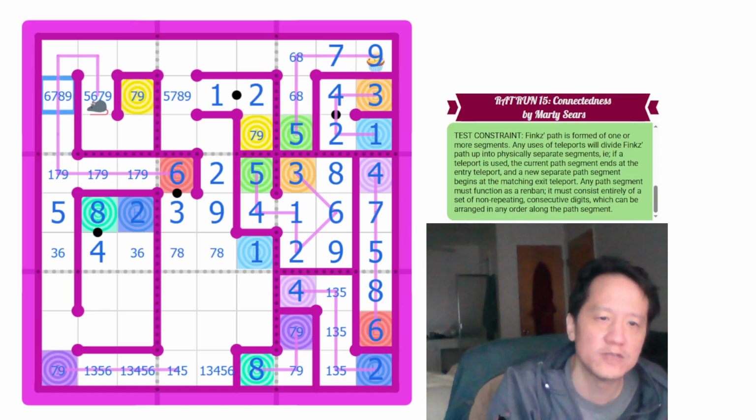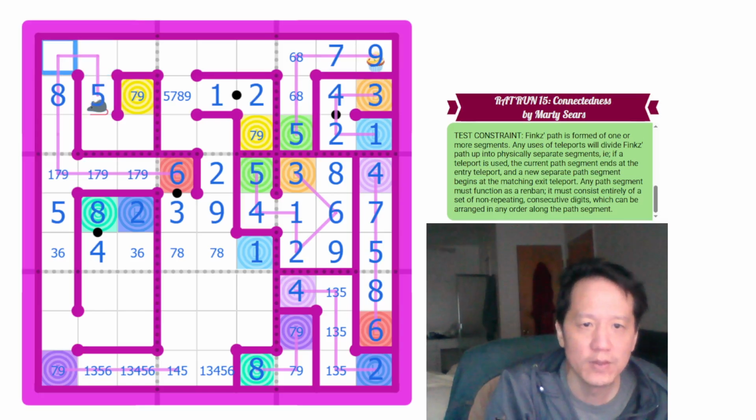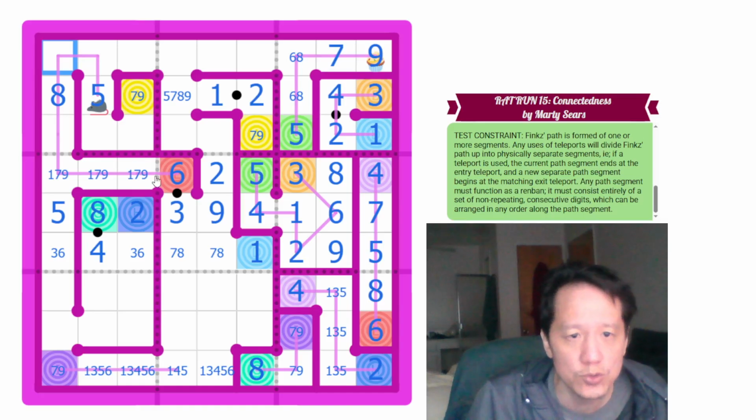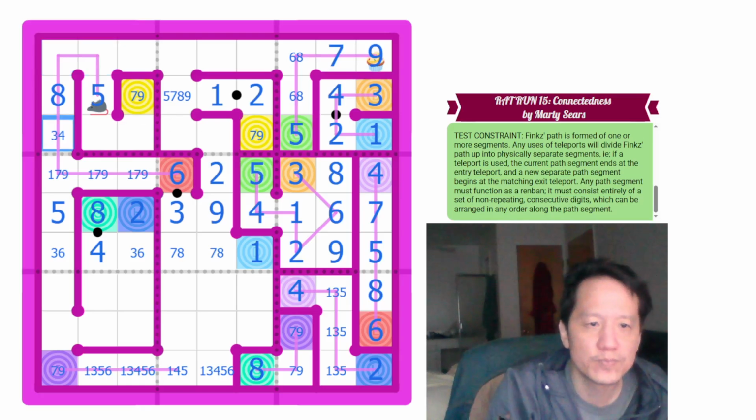Therefore, this can't be 6, 7, or 9. So this is 8. This can't be 6, 7, or 9. So this is 5. The remaining digits are 2, 3, and 4. And 2 cannot be here, so this is 3 or 4. This is 2, 3, or 4.